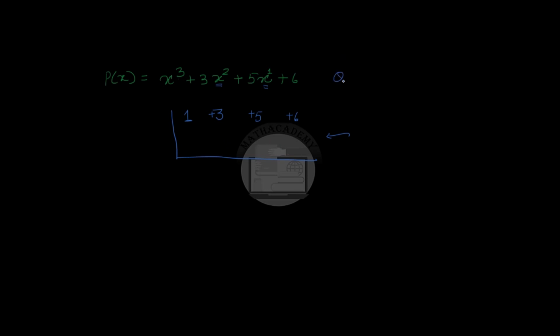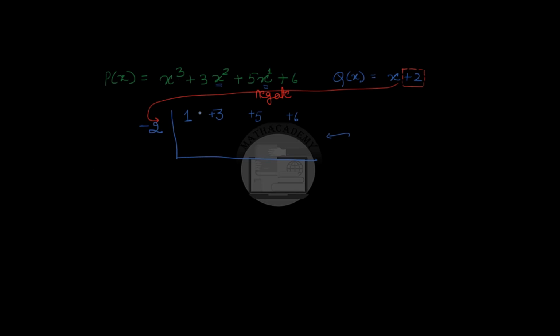Now let us see the divisor function q of x, which is x plus 2. In this case, you just have to consider the constant part along with its sign. So we have a plus 2 here. We have to negate plus 2. On negating plus 2, we get a negative 2. So we will be dividing by negative 2.